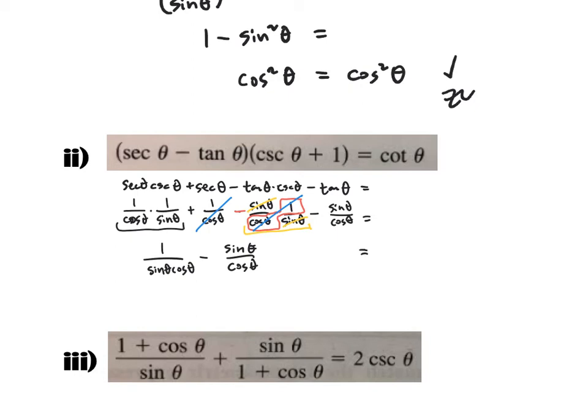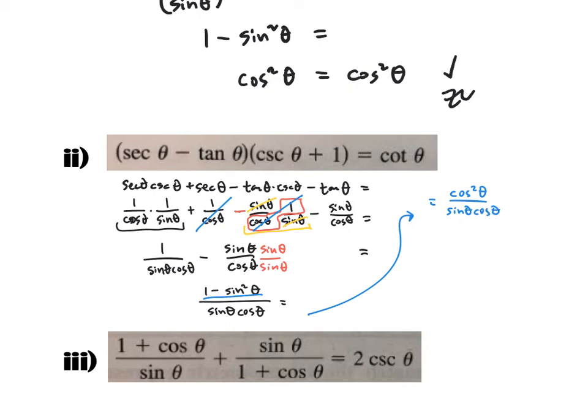Now, in order to show that this is equal to cotangent of theta, I'm going to need a common denominator. So I'm going to multiply the second term by sine theta over sine theta, which gives me 1 minus sine squared theta over sine theta cosine theta. So we're getting close. Another identity that we can use is that the numerator here is equivalent to cosine squared theta, over sine theta cosine theta.